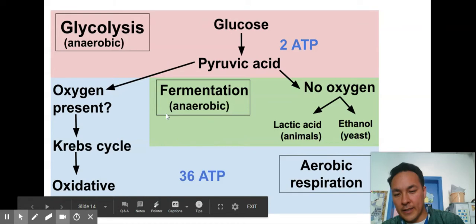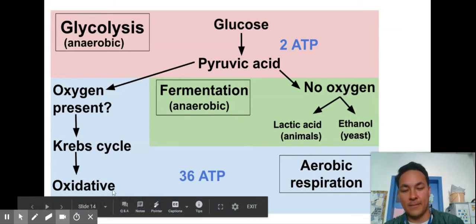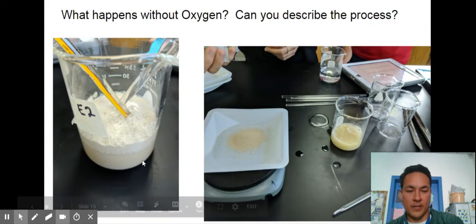All right. There is something called anaerobic respiration where some organisms can use something besides oxygen as the final electron acceptor. Don't worry about that as much. Let's just think oxygen, okay, we can do the electron transport chain, no oxygen, fermentation. So let's see fermentation in action.